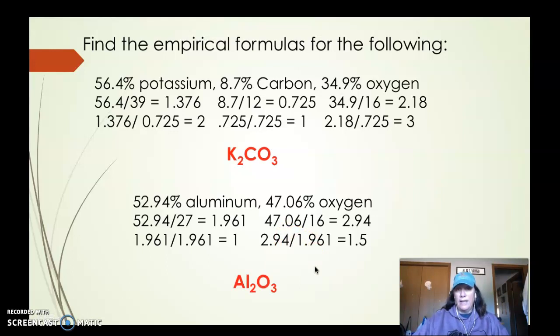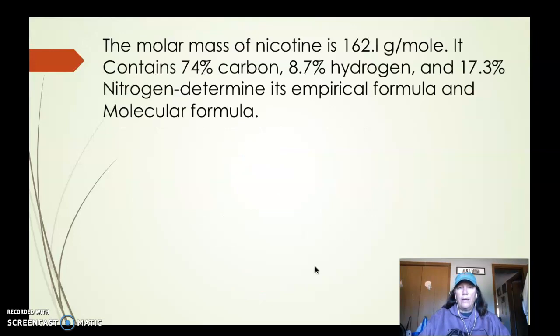Okay, that's empirical formulas. That's where you get the percent. And if you get it in grams, instead of percent, you do it exactly the same way. There's no trick involved. Okay, here's one where we're going to do molecular formula.